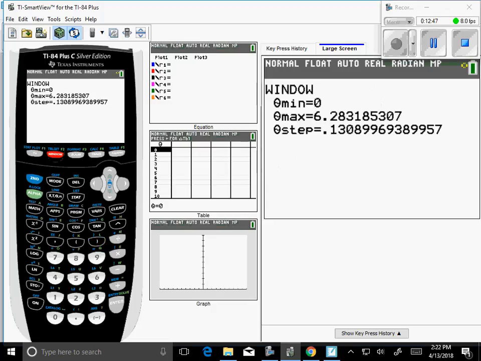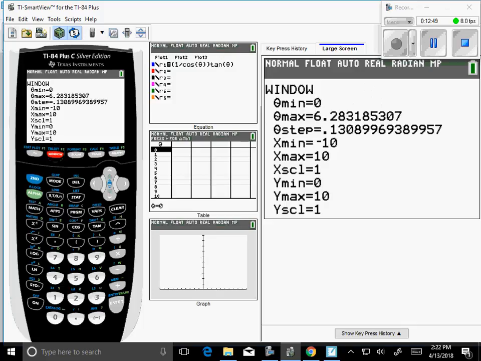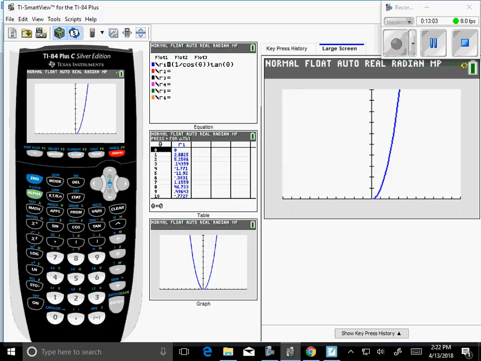Okay, go to window after you've got that. Window. Okay, don't change anything with theta min, theta max. It should be from 0 to 2 pi. Go x min, x max, negative 10 to 10. And go y min, y max, 0 to 10. Okay, and then check out the graph. Check this graph out. That's a parabola. That's a stinking parabola. Isn't that awesome?